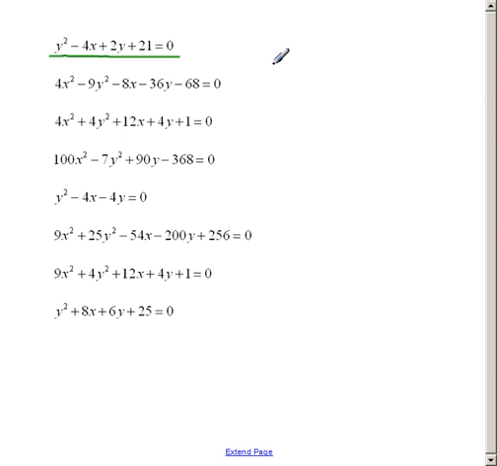If you look at the second one, when both terms are squared and they're opposite signs, so you have the 4 and you have the -9, that is a hyperbola.